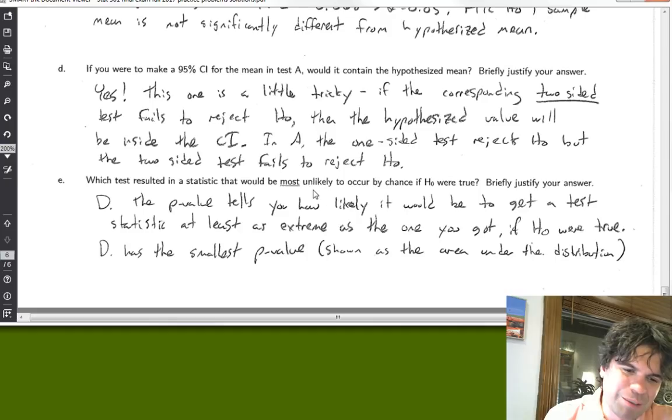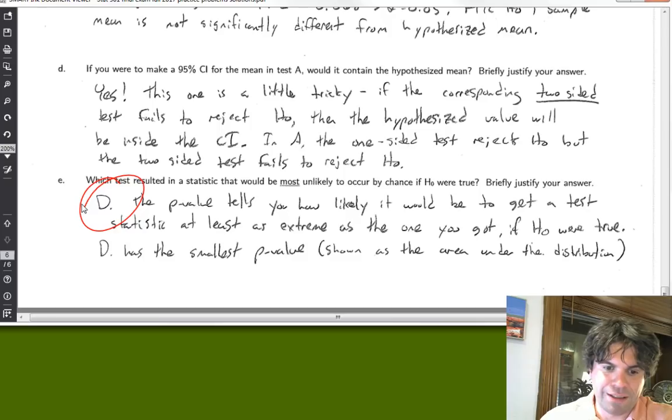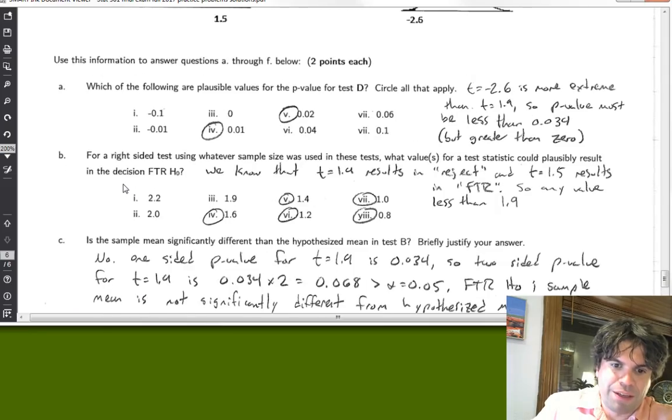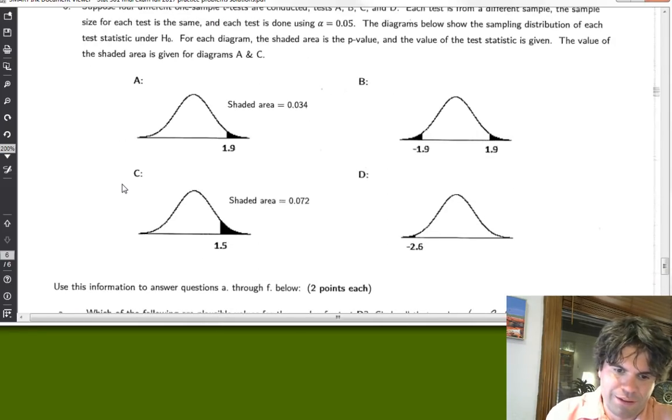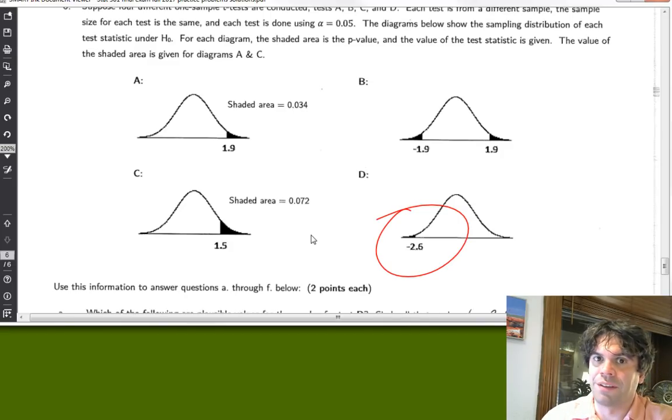This language is a little bit casual the way it's been worded here, but this is referring to a p-value. So we want the one that's most unlikely to occur by chance, which means we want the one with the smallest p-value. D has the smallest p-value. We already said that on a previous one.